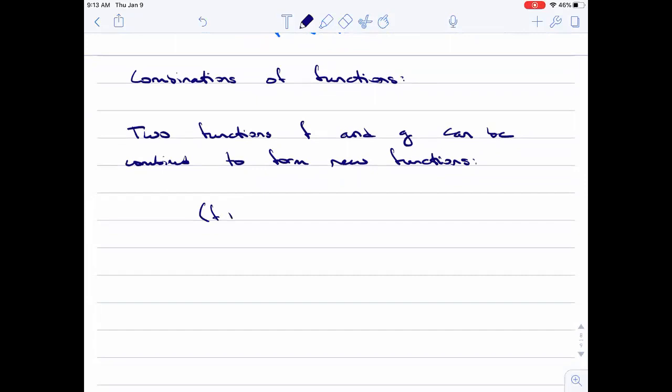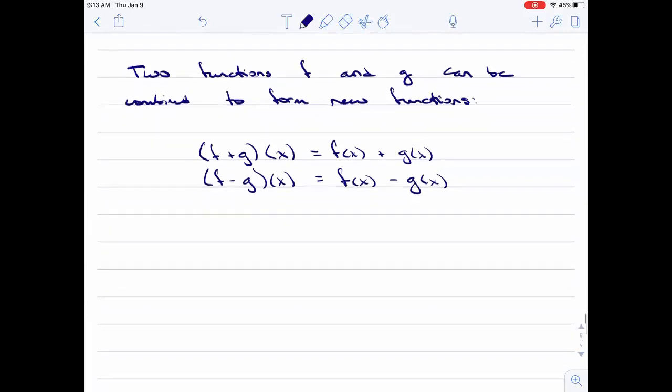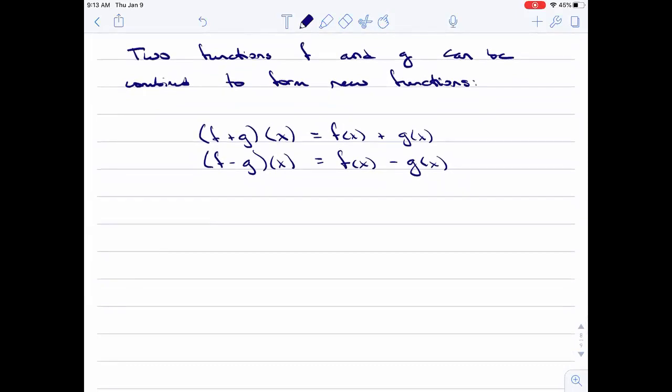The first one being, well, if I have f plus g of x, I can rewrite that as f of x plus g of x. That's fine. So the two functions added together are in fact the two functions just added together. Same thing with the subtraction, f minus g of x is just f of x minus g of x. Same thing, f times g of x is f of x times g of x.